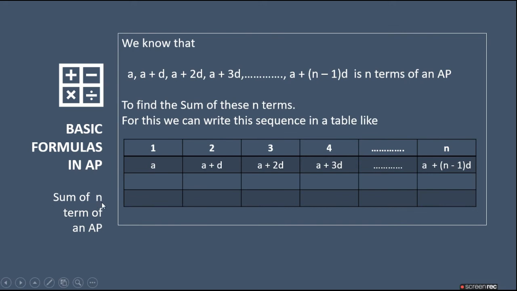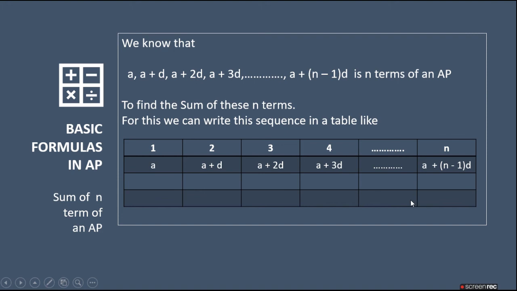Next, we can discuss the formula for finding the sum of n terms in an AP. We know that a, a plus d, a plus 2d, a plus 3d, etc., a plus n minus 1 into d are the n terms of an AP. To find the sum of these n terms, we can write this sequence in a table like a, a plus d, a plus 2d, a plus 3d, etc., a plus n minus 1 into d.